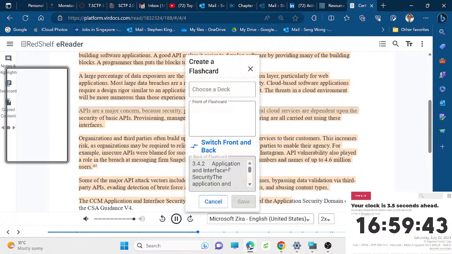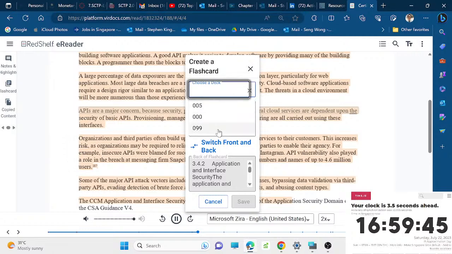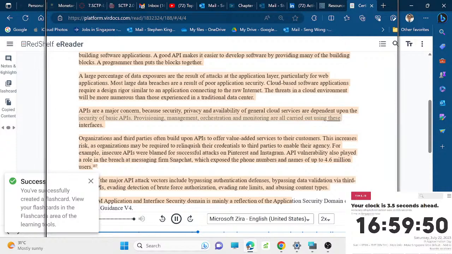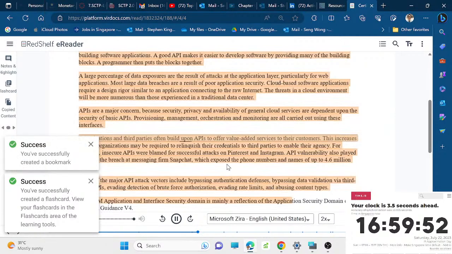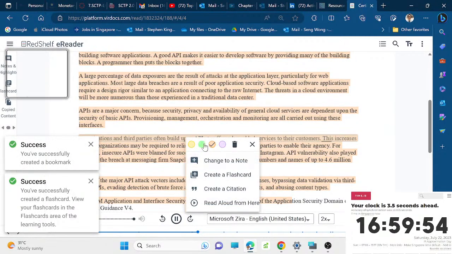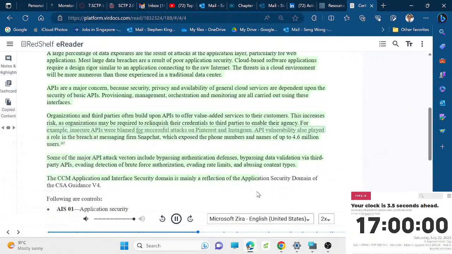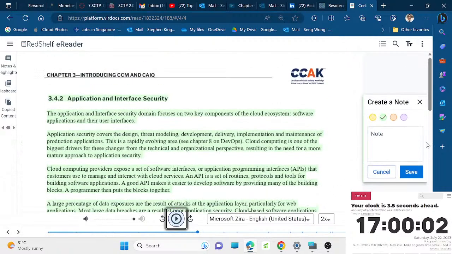APIs are a major concern because security, privacy, and availability of general cloud services are dependent upon the security of basic APIs. Provisioning, management, orchestration and monitoring are all carried out using these interfaces. Organizations and third parties often build upon APIs to offer value-added services to their customers. This increases risk, as organizations may be required to relinquish their credentials to third parties to enable their agency. For example, insecure APIs were blamed for successful attacks on Pinterest and Instagram.